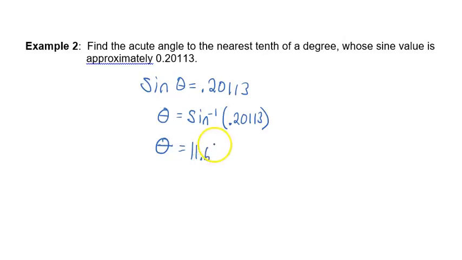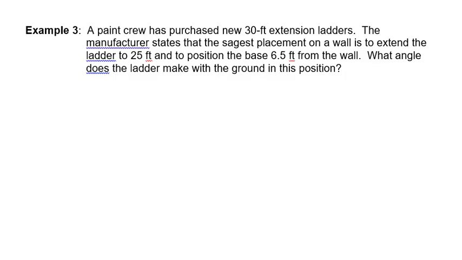And that would be degrees, since our calculator is in degree mode and we haven't dealt with any radians or anything yet. So everything is in degrees here. Just make sure that you're answering the correct question. We are finding an angle here, so I found an angle and I made sure to put its units, which are degrees. Alright, for example 3, we have a paint crew that has purchased new 30-foot extension ladders.